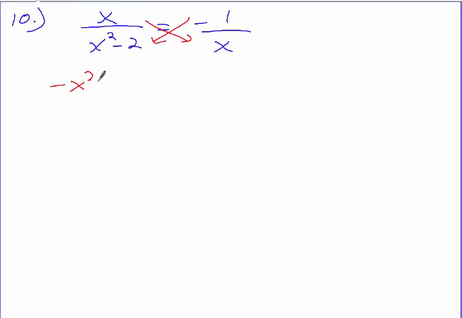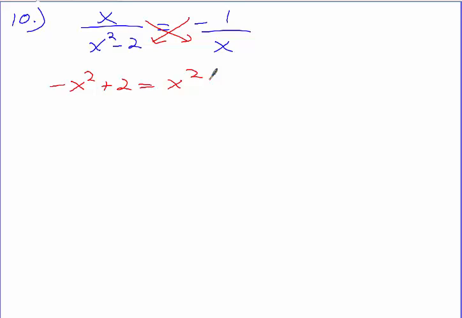Can somebody read number 10 for me, please, and thank you? Negative 1 over x. All right, so same basic breakout, right? Do I have just one fraction on the left? Yes. Do I have just one fraction on the right? Okay, so I'm going to do my cross multiply yet again. All right, so I'm going to get negative x squared plus 2 equals x squared. Everybody okay with that? Yes or no? Yes. All right, now I have to combine my x squareds.